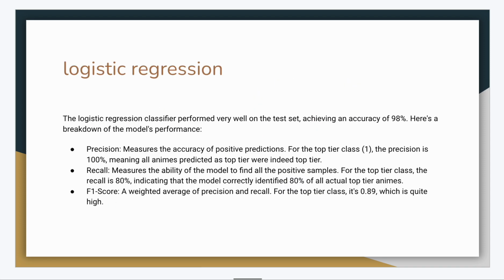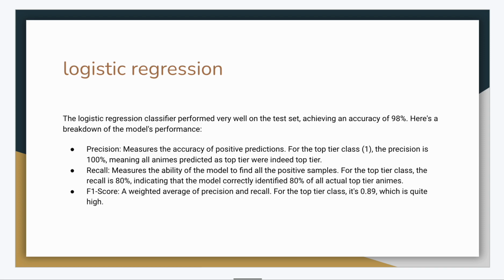So the first one is the logistic regression. The logistic regression classifier performed pretty well on the test set, achieving an accuracy of 98%. The main idea for the logistic regression classifier on the data set is to look at precision, the ability of the model to find all the positive samples, as well as the F1 score. The precision for the top tier class is 100%.